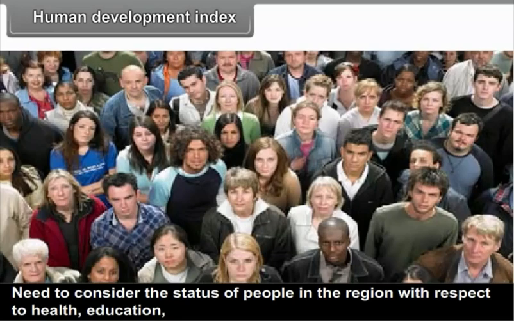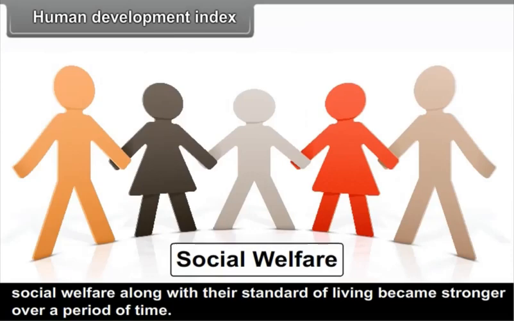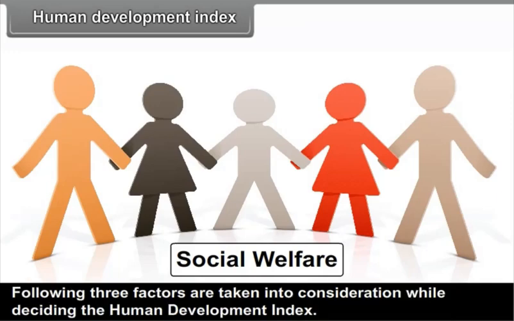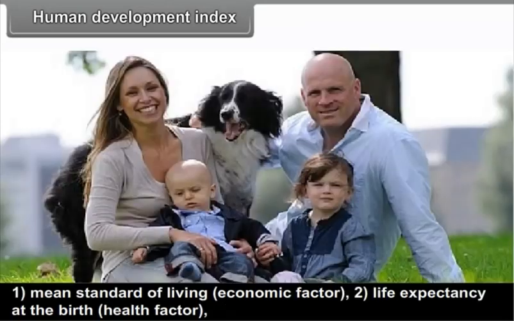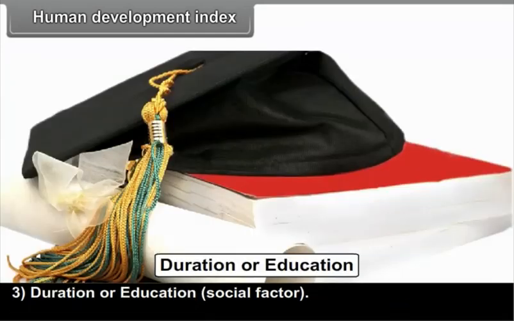The need to consider the status of people in the region with respect to health, education, and social welfare, along with their standard of living, became stronger over a period of time. This led to the inclusion of the Human Development Index as a criterion in determining the level of regional development. The following three factors are taken into consideration while deciding the Human Development Index: mean standard of living, the economic factor; life expectancy at birth, the health factor; duration of education, the social factor.